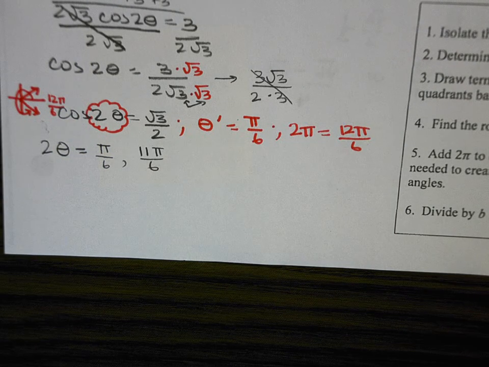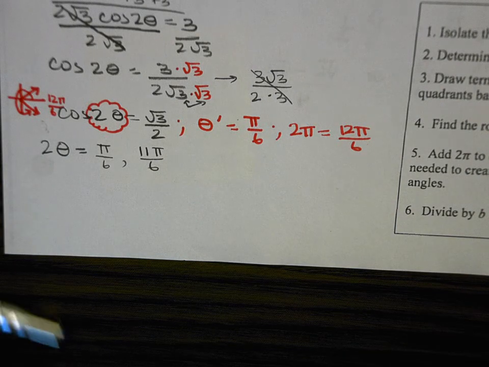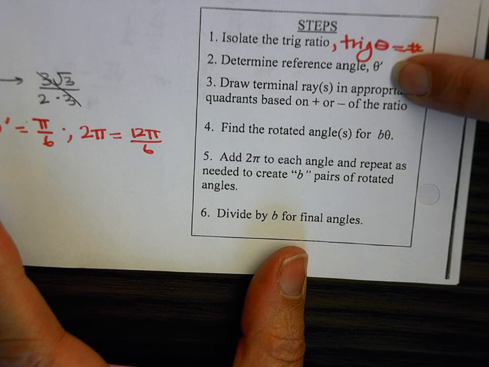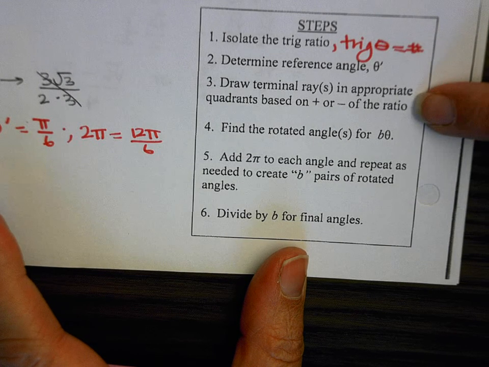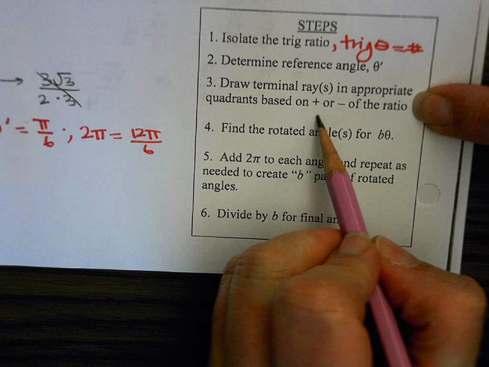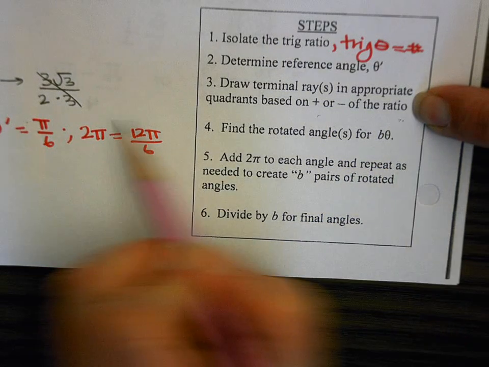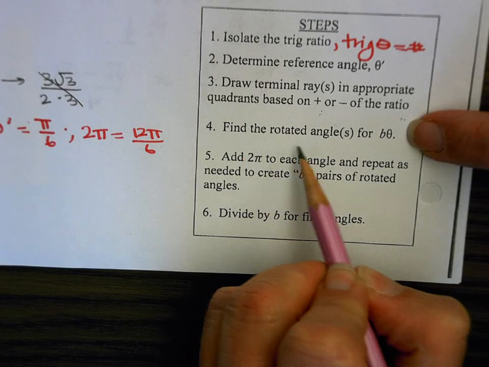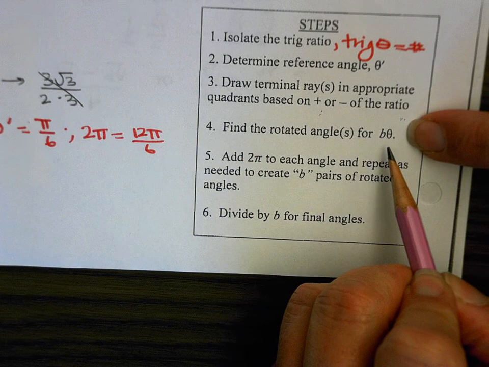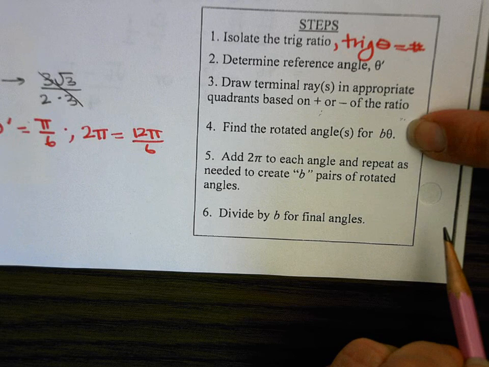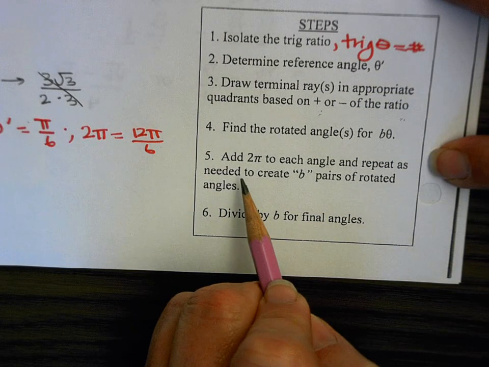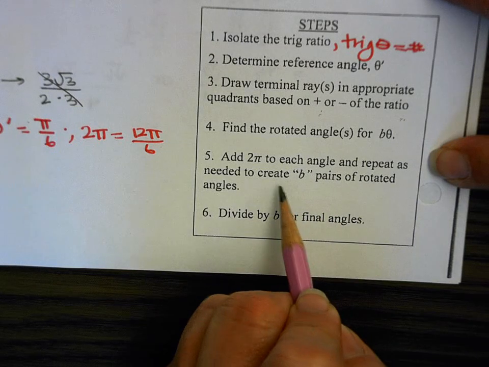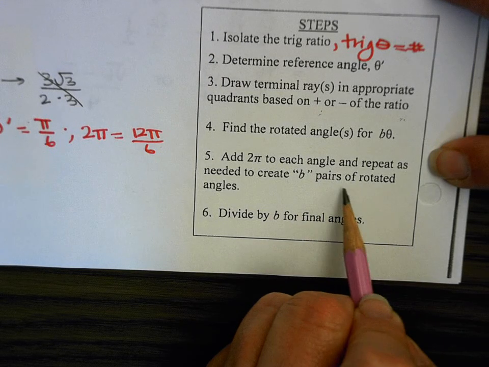So now that is step 4, my rotated angle. What have I done so far? I found my reference angle, theta prime, and I found the quadrants where it's positive or negative based upon the ratio. The ratio is positive, so I looked for where it was positive. What I just found were the rotated angles from b theta, and in this case, b was 2. So now step 5, which is new to us, is to add 2 pi to each angle and repeat as needed to create b pairs of rotated angles.